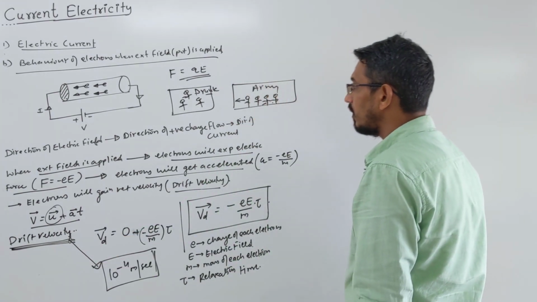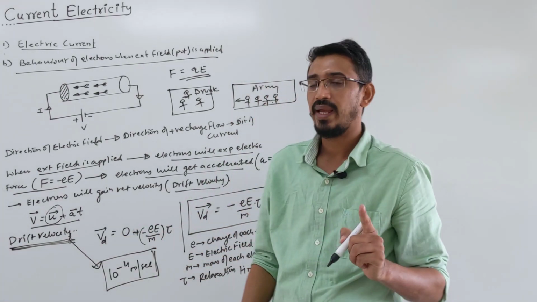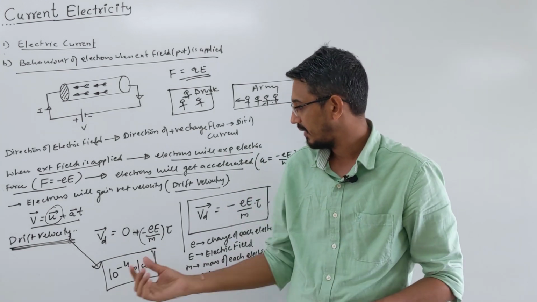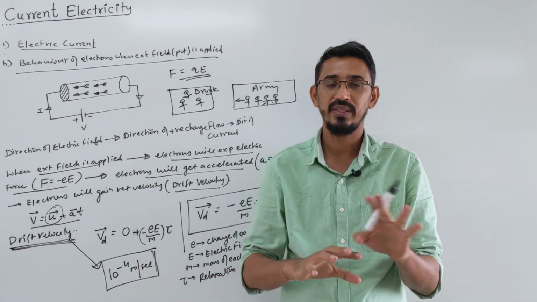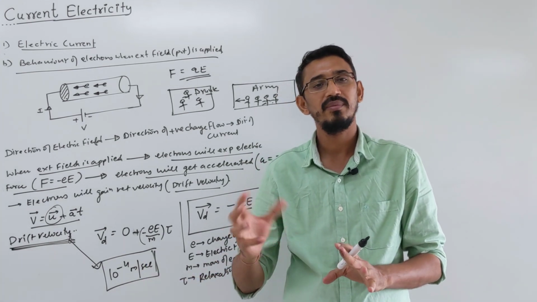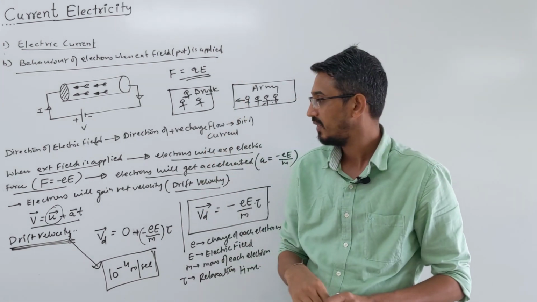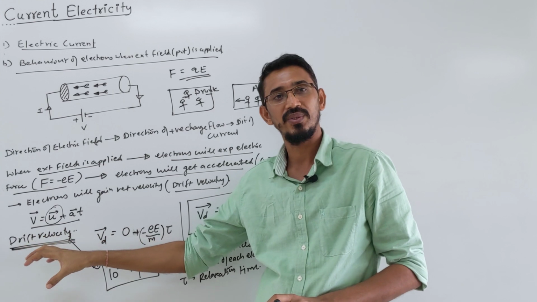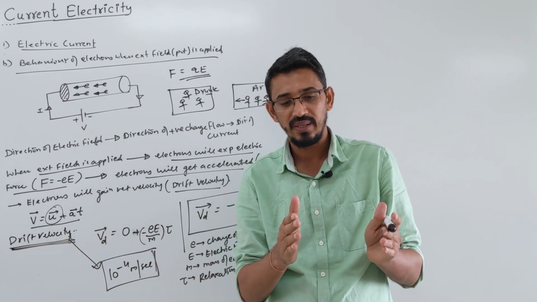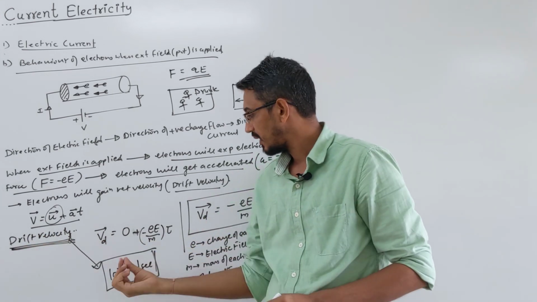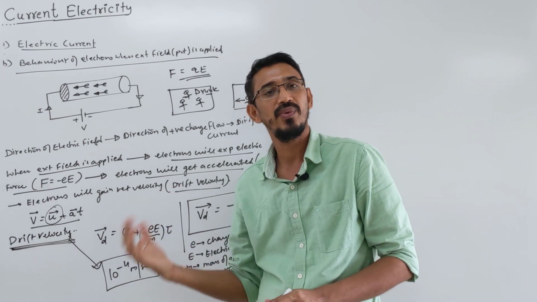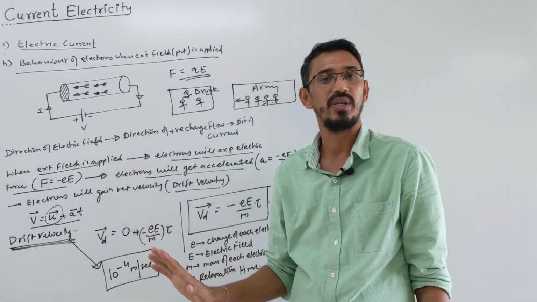Remember, when no field is applied, do not confuse. If they ask about the electrons moving randomly, what is the thermal speed of these electrons? It's very high, 10 power 5 meter per second. But if they ask the drift velocity of these electrons, overall, the total net velocity, what is the answer? 10 power minus 4 meter per second. It's very small, keep that in mind.